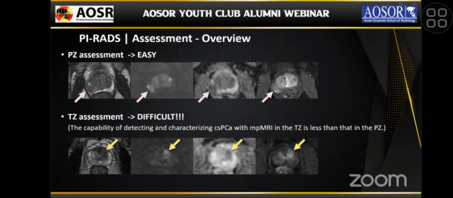In general, cancers in the peripheral zone are relatively easy to detect because they contrast with the surrounding normal prostate tissues. On the other hand, transition zone cancer may have a similar signal intensity to the surrounding tissue and is difficult to detect. Therefore, I'll start by explaining the evaluation of the peripheral zone first.